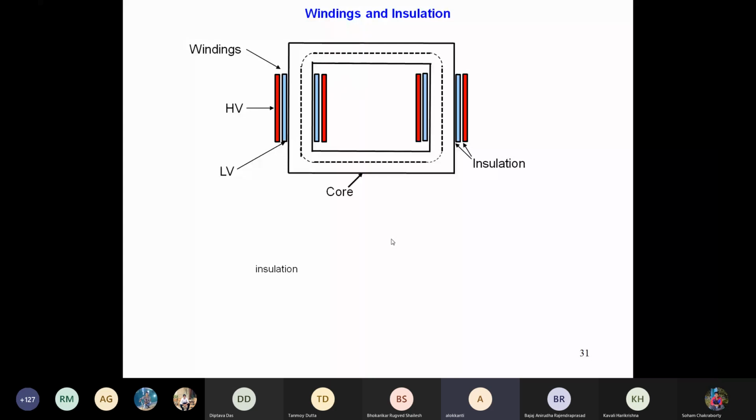So the diameter of the low voltage coil will obviously be lesser than the diameter of the high voltage coil. That is, the outer diameter of the low voltage coil will be lesser than the inner diameter of the high voltage coil, so that it will go inside it, and inside it will be the limb. Is it clear?